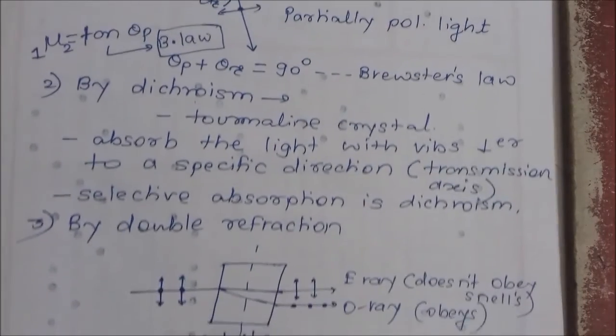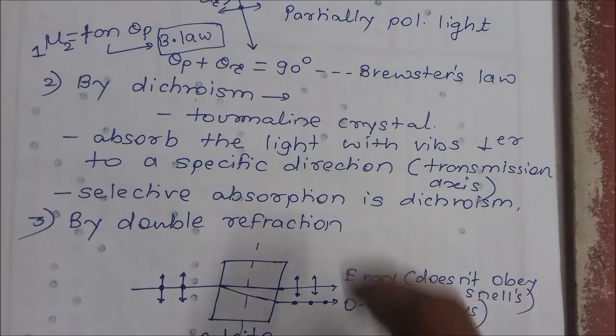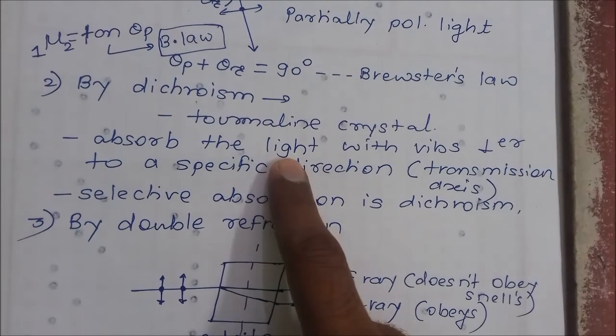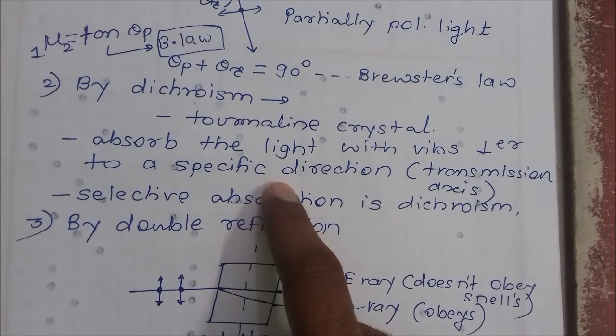Then dichroism. What is dichroism? Dichroism means absorption. Selective absorption is called dichroism. Selective absorption is shown by the tourmaline crystal. It absorbs light with vibrations perpendicular to a specific direction, and it allows vibrations parallel to the transmission axis to pass.